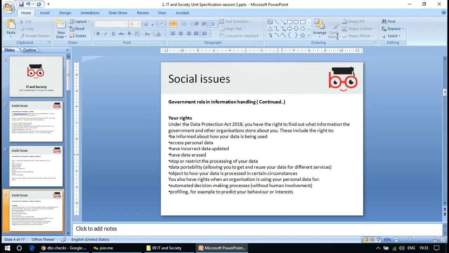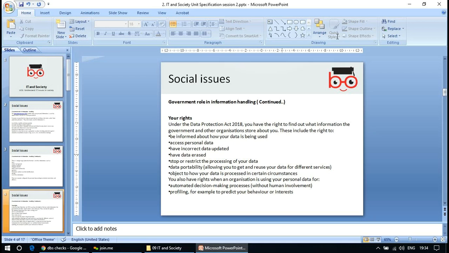So, your rights, for example, under the Data Protection Act 2018, you have the right to find out what information the government and other organizations store about you. These include the right to be informed about how your data is being used, to access personal data, have incorrect data updated, have data erased, stop or restrict the processing of your data, and data portability, allowing you to get and reuse your data for different services.